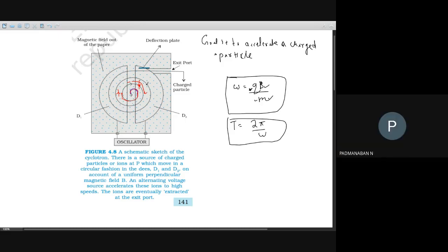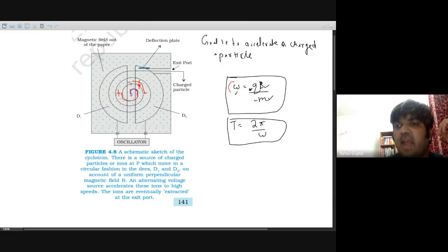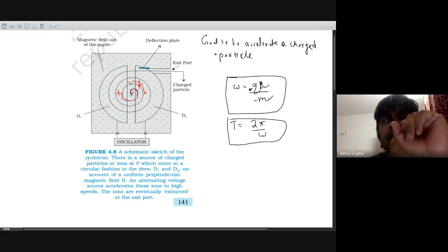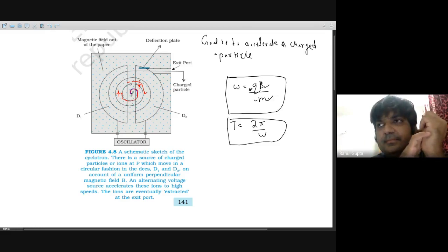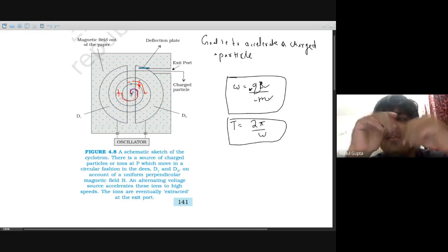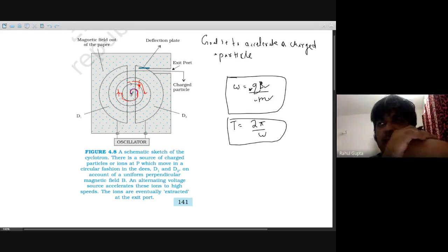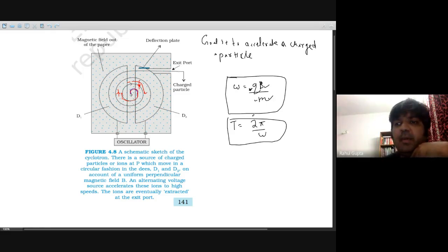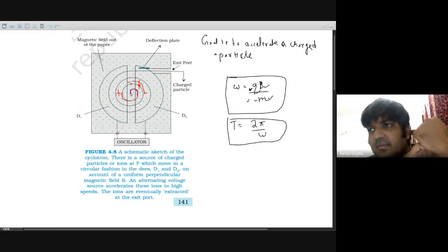Yes, sir. And luckily, angular velocity does not depend on the velocity. So despite the fact that its velocity is increasing, the time taken to cover half a circle remains the same. Even though it's moving in a bigger circle and with a bigger velocity, the time taken to complete half a circle still remains the same because q, B, and m have not changed. Yes or no, Medulla? Yes, sir.